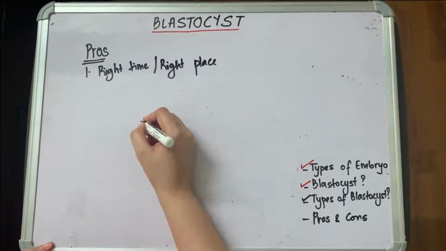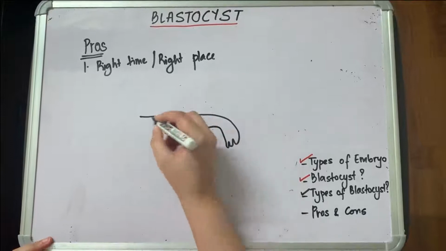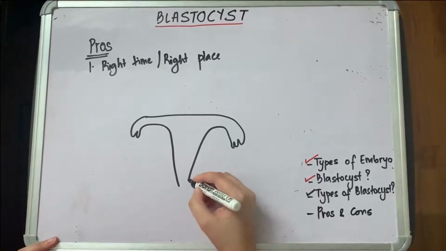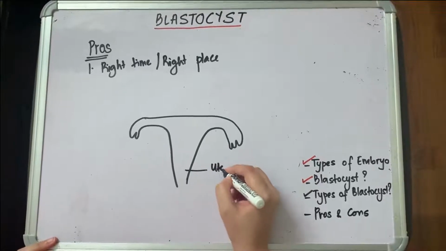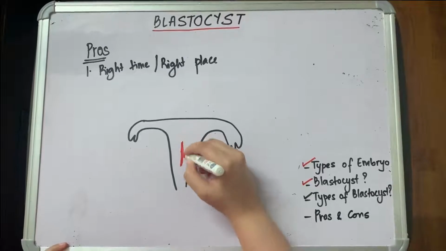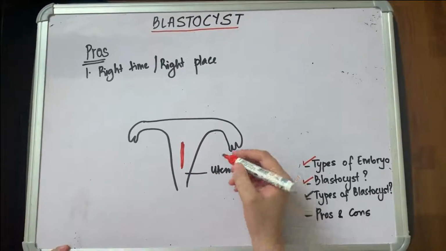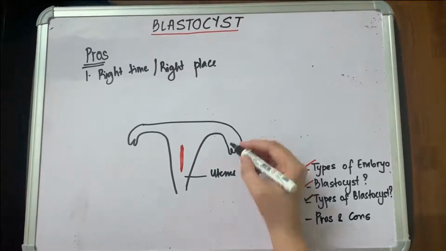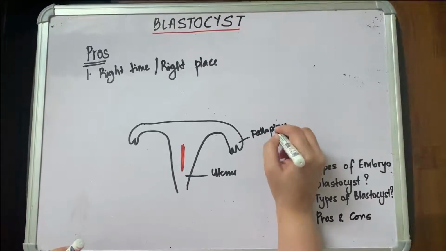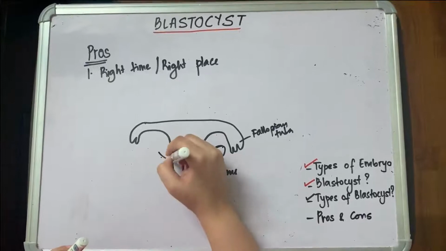I'm just going to draw a very rough diagram, so please don't judge me. Here I'm trying to draw, basically this is your uterus. There is your endometrium lining here. That's the lining where we want the embryo to attach. These are the fallopian tubes. And here this is the ovary.